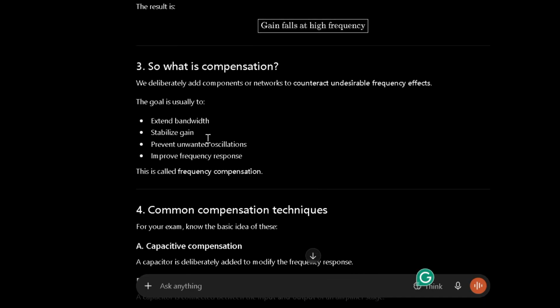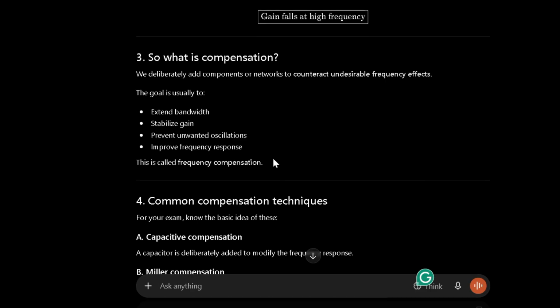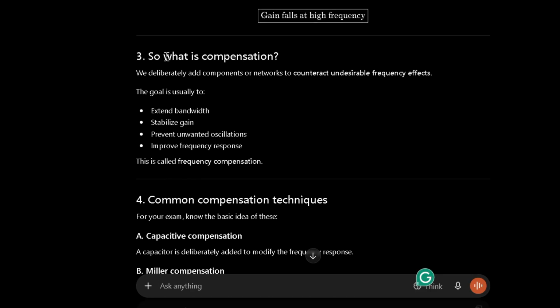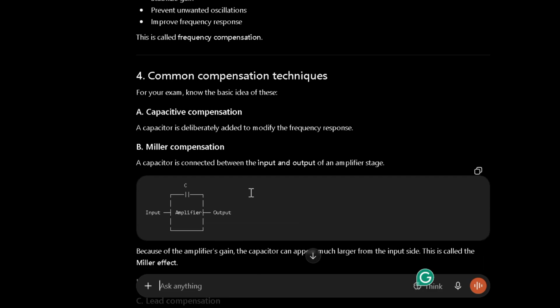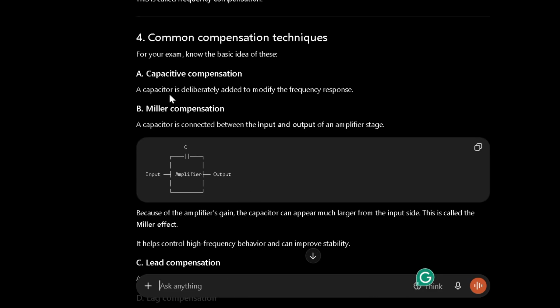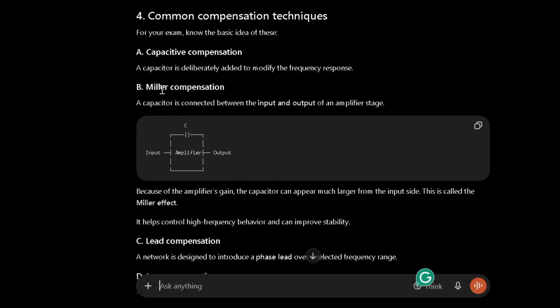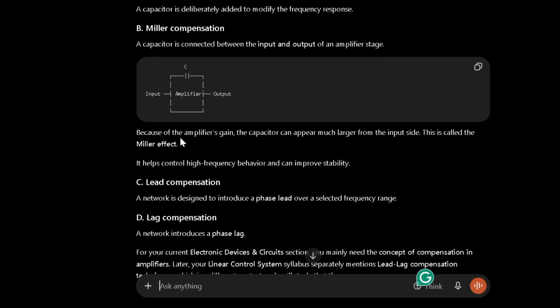Common compensation techniques: capacitive compensation. A capacitor is deliberately added to modify the frequency response. Miller compensation: a capacitor is connected between the input and output of an amplifier stage. Because of the amplifier's gain, the capacitor can appear much larger from the input side. This is called the Miller effect. It helps control high frequency behavior and can improve stability.